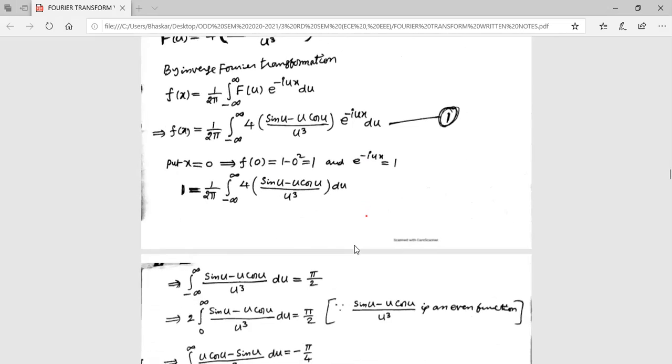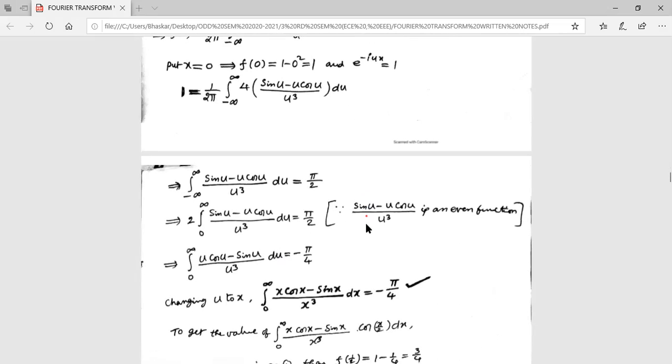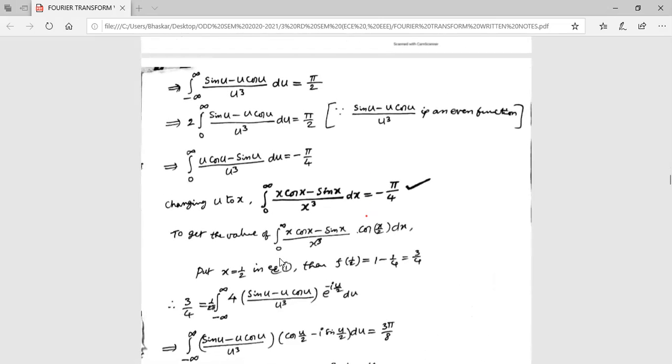Substituting the values, now here also the same thing. I am simplifying. I got sine u minus u cos u by u cube. Replace u by x. I got here minus pi by 4. I got it. And to find the next value, now here I got it.